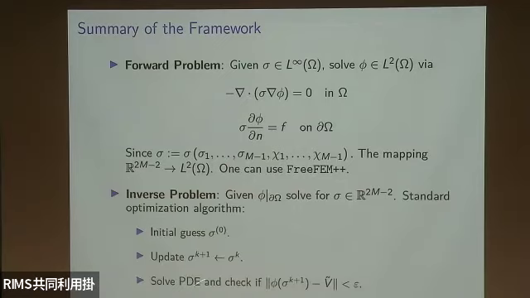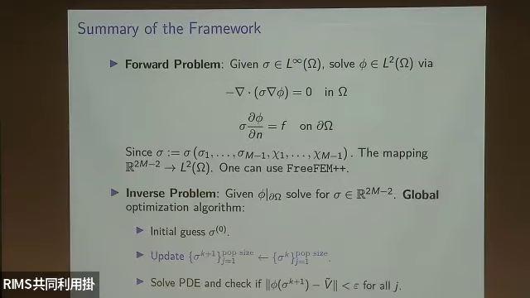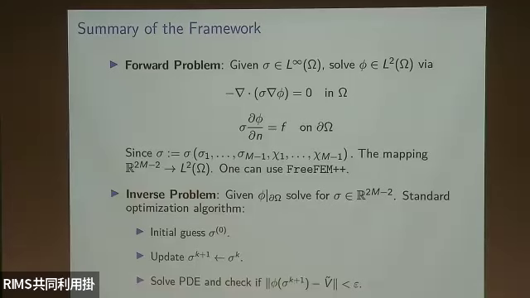For example, this is a standard algorithm. You have an initial guess sigma sub 0, and then you update it using some mechanism, for example, gradient descent. After you update, you check the solution, check whether at the boundary it matches the data, and then you go iteratively.